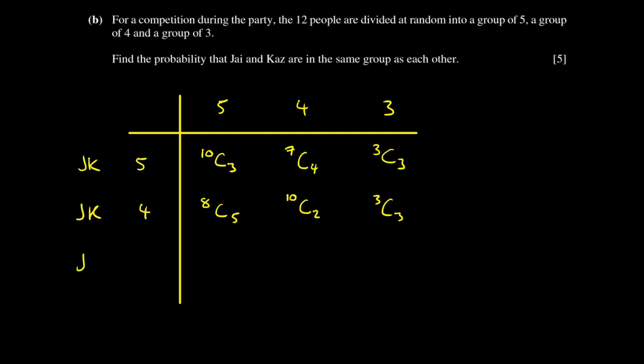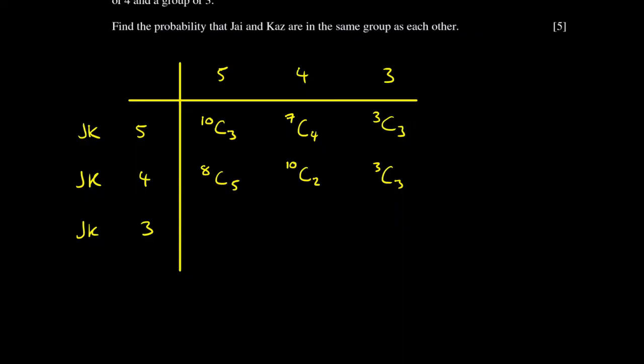Okay, lastly, what if J and Kaz are in the group of 3? Well, that means that we've only got one person left to choose from in that group of 3, and we're choosing from 10 people. So that would be 10C1. Okay. And then what we've got to do is choose the remaining 2 groups here. And if I've already chosen a group of 3, that means that I've got 9 people left remaining. And I need to choose 5 of them. So that's going to be 9C5. And of course, if I've chosen 5 out of 9, I've got 4 people left remaining, and that would be 4C4 there. But again, 4C4 is just equal to 1.